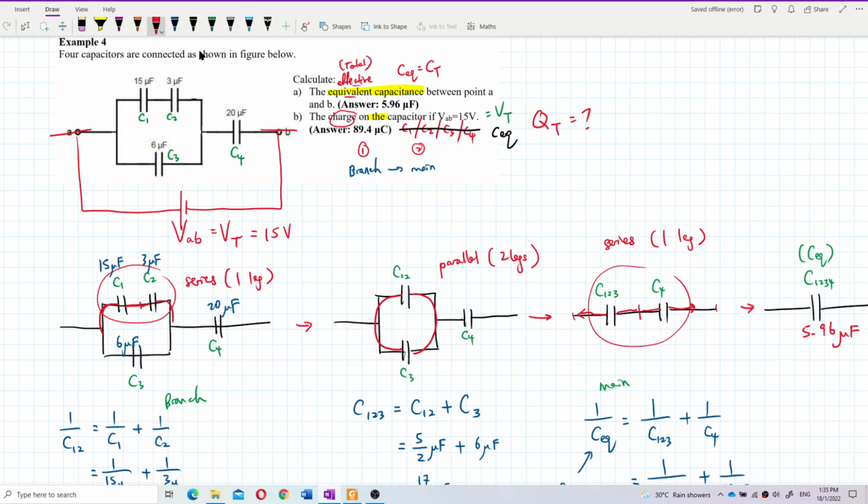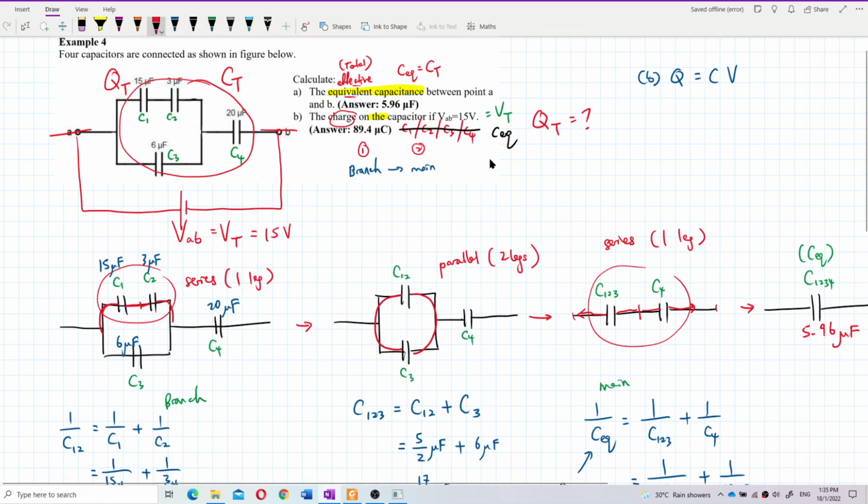Just now I got the C total for everything here, and I got the V total. So I want to find the Q total stored in the capacitor. Very simple, just use the formula. For question B, use Q equals CV. Since we are talking about totals, these are C total, V total, Q total.